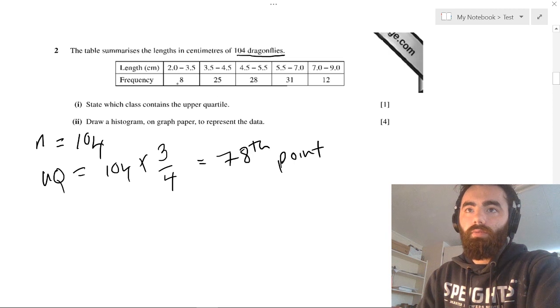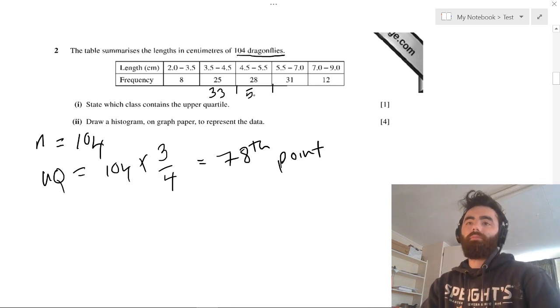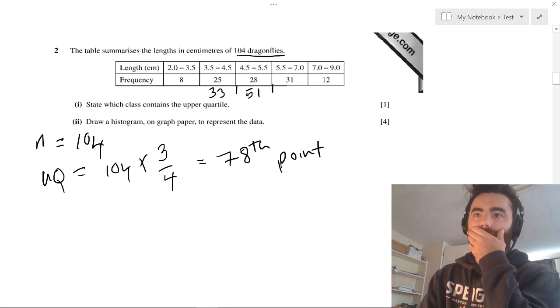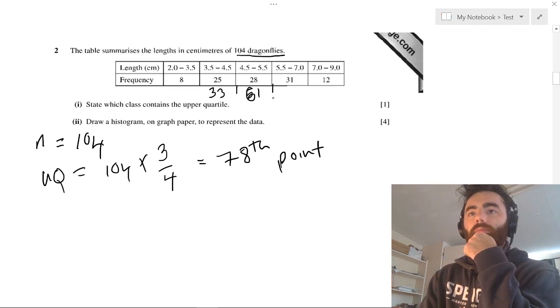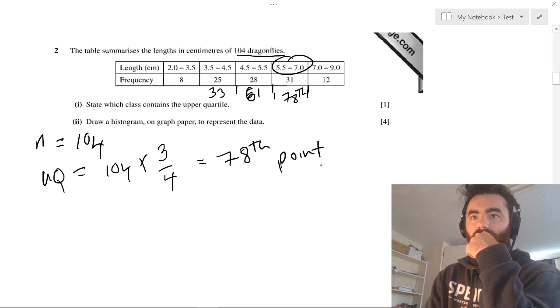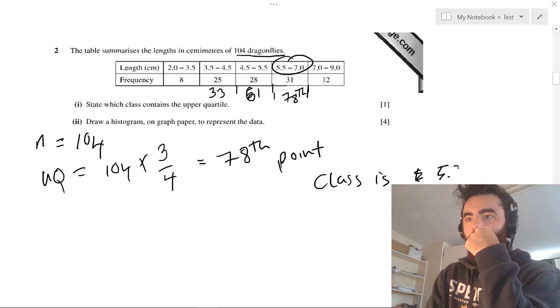And well, we can look here. We've got 8 points there, and then up to here we have 8 plus, so that's 33, and then up to here we have 61, sorry, 61. So then it's going to be in here, right? So the 78th point exists in this range. So the answer, which class contains it, is 5.5 to 7.0.